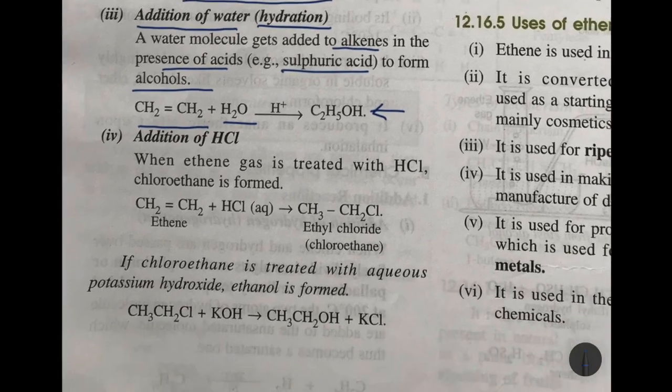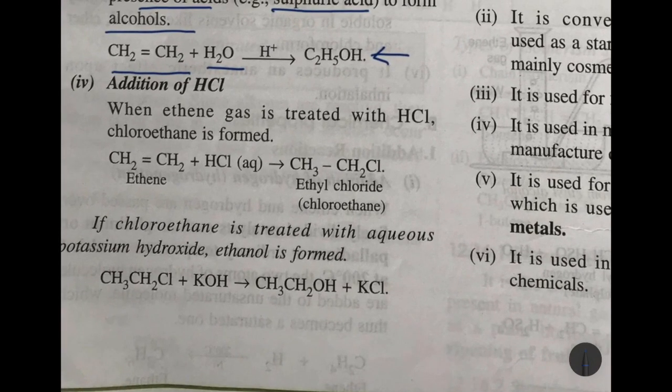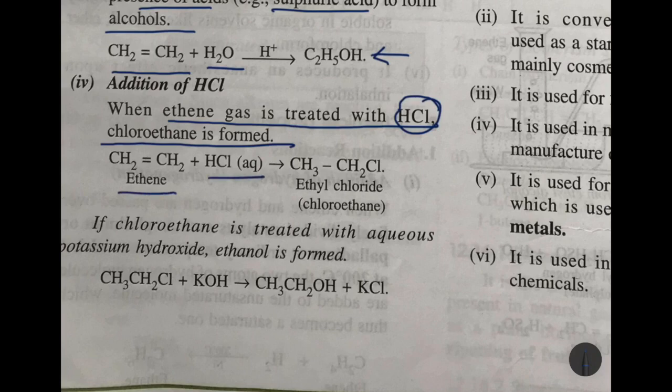Next is addition of hydrochloric acid or hydrogen chloride. When ethene gas is treated with hydrochloric acid, because this is always taken in aqueous form, aqueous means it is an acid, chloroethane is formed. So ethene with hydrochloric acid, ethyl chloride or chloroethane is formed. Remember, children, all these equations are very, very important.